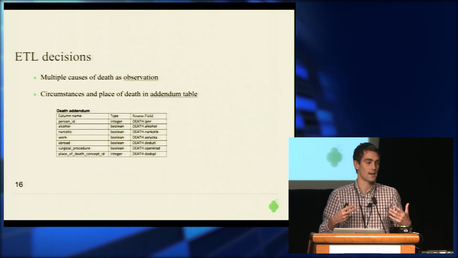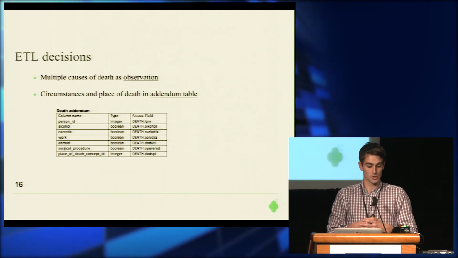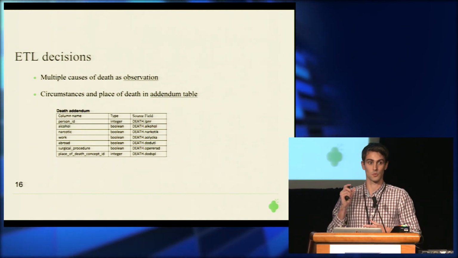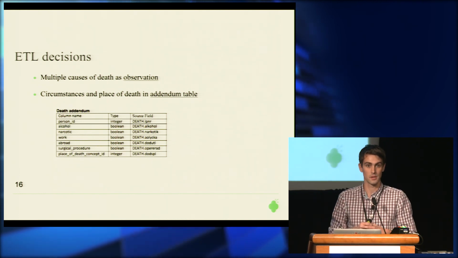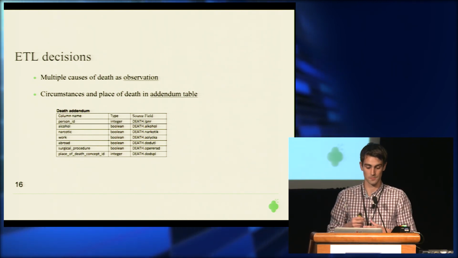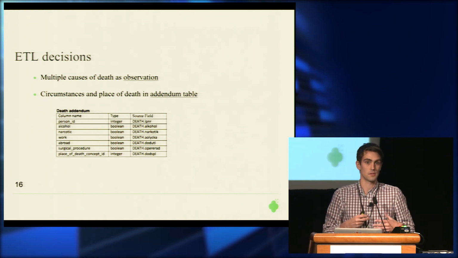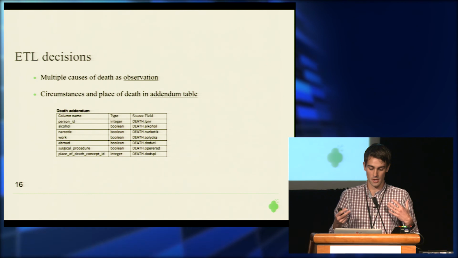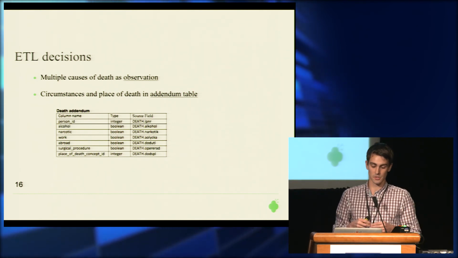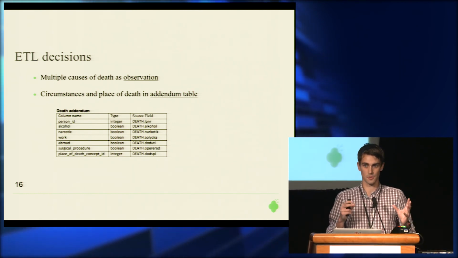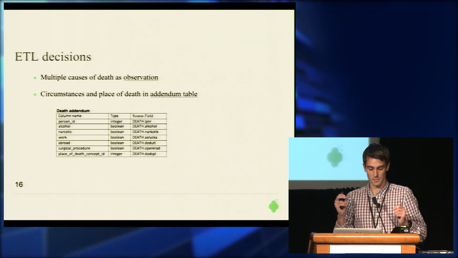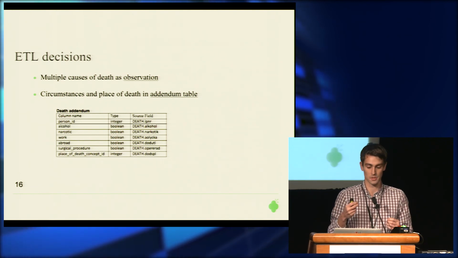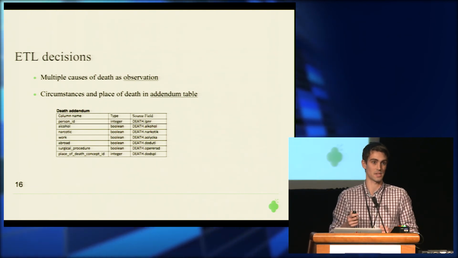First of all, the source data includes multiple causes of death. The death table in the OMOP data model has just one primary cause of death, so we store the others as observations. In addition, the source data included circumstances like alcohol-related deaths or work-related deaths, and also the place of death. For these, we did not find a correct place in the OMOP common data model, so we stored them in a separate addendum table.